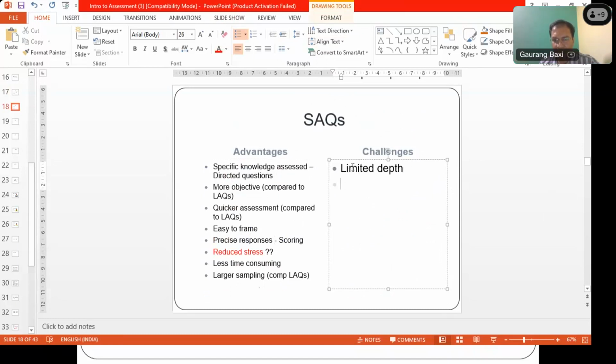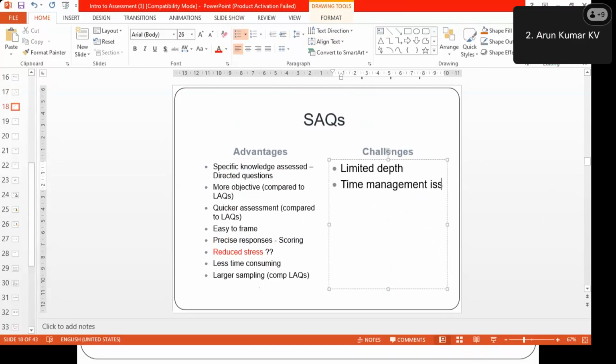What else? So there can be a time management issue by the student if it's not restricted. Is it a flaw of the tool per se? Sir, it could be a flaw of the paper setter if he is not precise. And it can be from the student side as well, sir, because he doesn't know where to stop. Yes, sir. If they ask long essays in SAQs, then it's difficult to be concise.